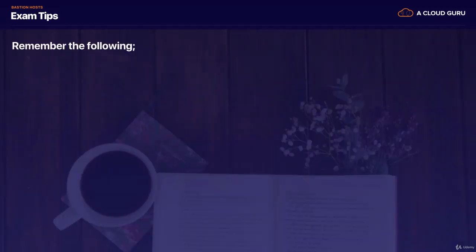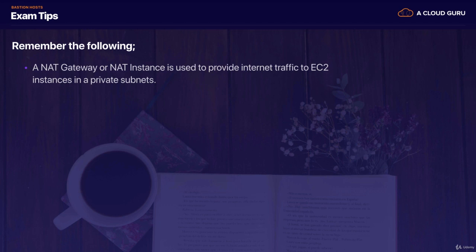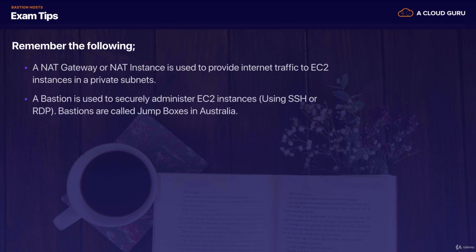In terms of Bastion hosts, just remember the following. A NAT gateway or a NAT instance is used to provide internet traffic to EC2 instances in private subnets, so it's not being used to SSH or RDP in. A Bastion is used to securely administer EC2 instances, using SSH or RDP.